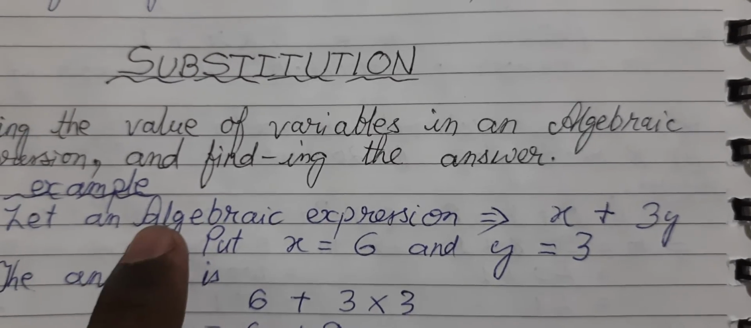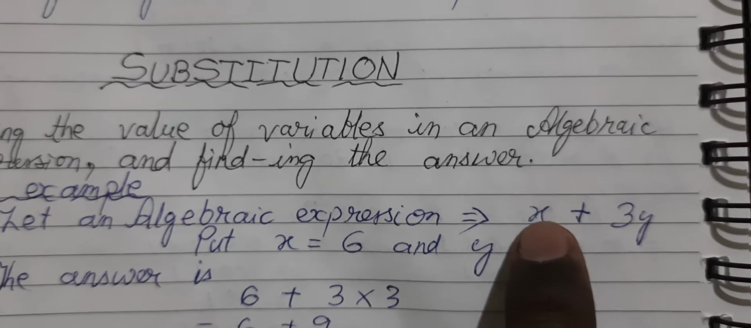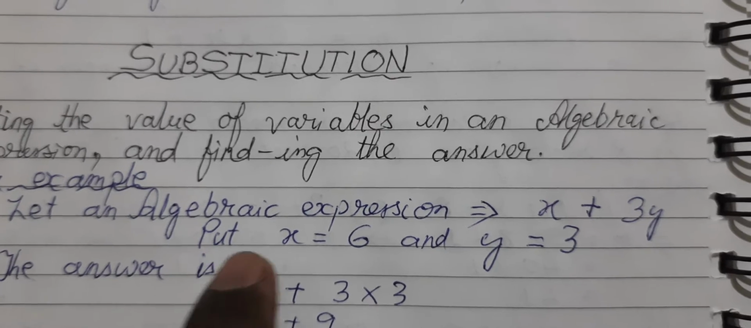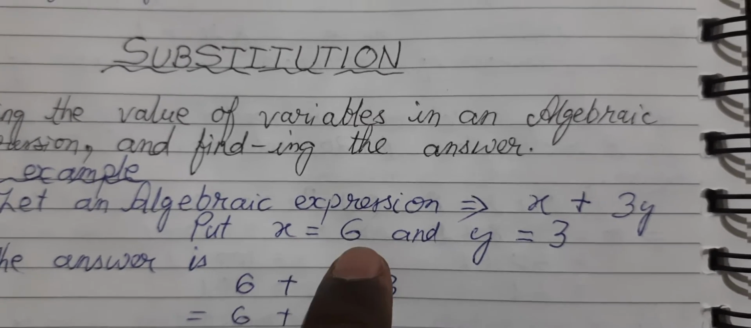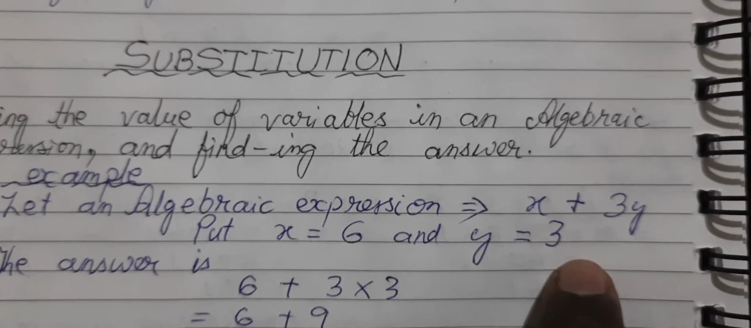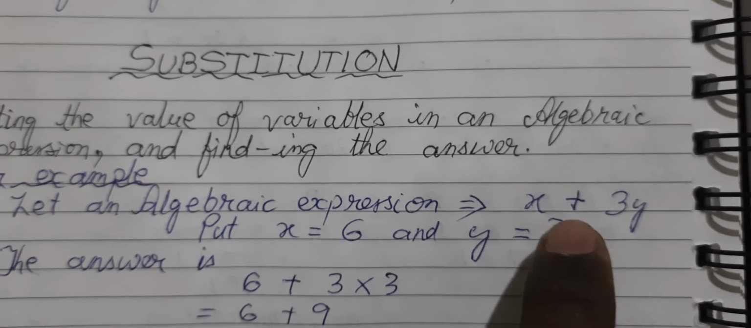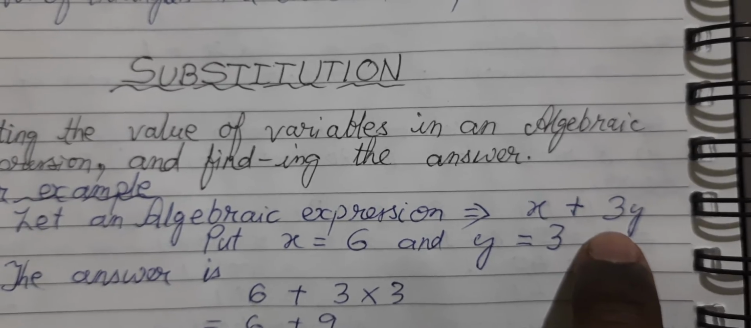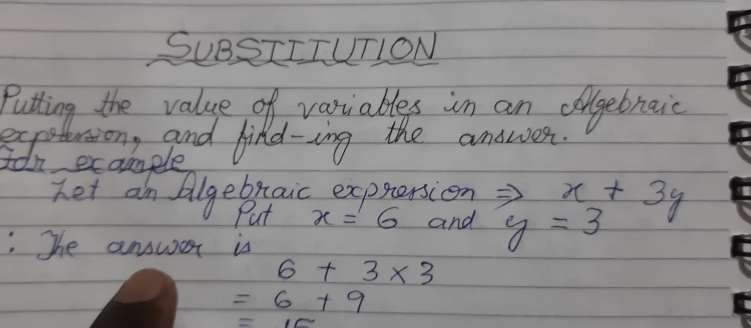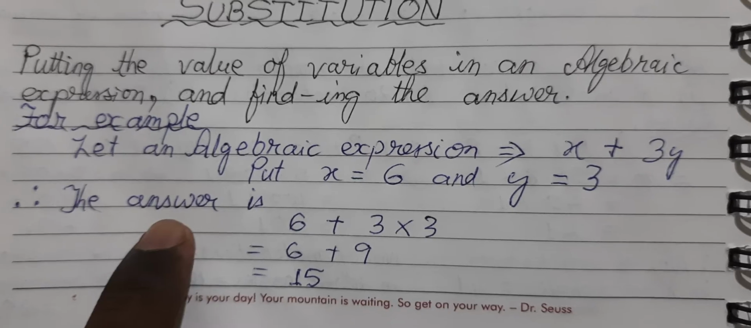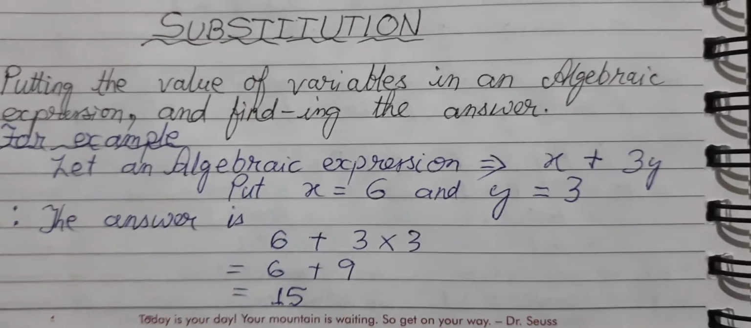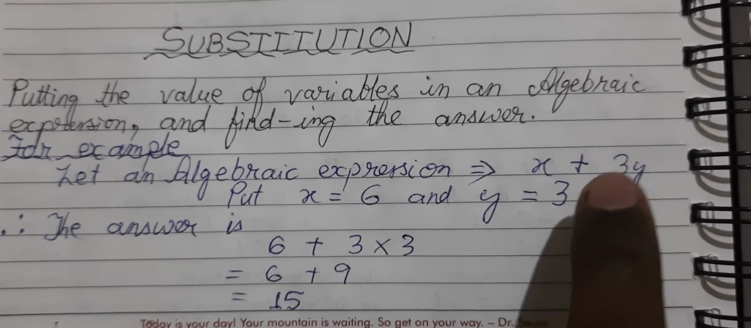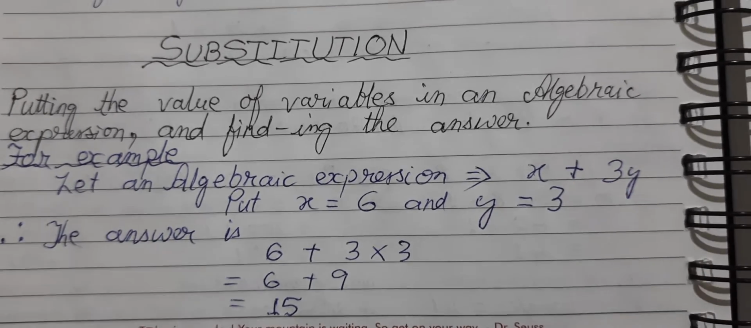Now in this algebraic expression, suppose we put the values of the variables, for example, let us put the value of x as 6 and y as 3. If we put the values of the variables in this algebraic expression, then the answer we get, finding that answer, is called substitution. So what answer will we get if we put x equals 6 and y equals 3 in this algebraic expression? Let us find out.